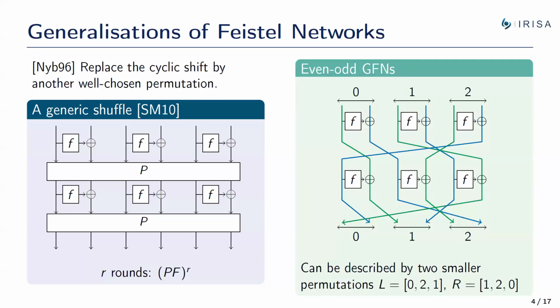This is quite a large framework, so most of the following works only focused on even-odd GFNs, that is GFNs for which the permutation sends left branches to right branches and right branches to left branches. The main advantage of these even-odd permutations is the fact that every branch enters a nonlinear function at least every 2 rounds. Moreover, this kind of permutation can be described by two smaller permutations, the one of the left branches and the one of the right branches.